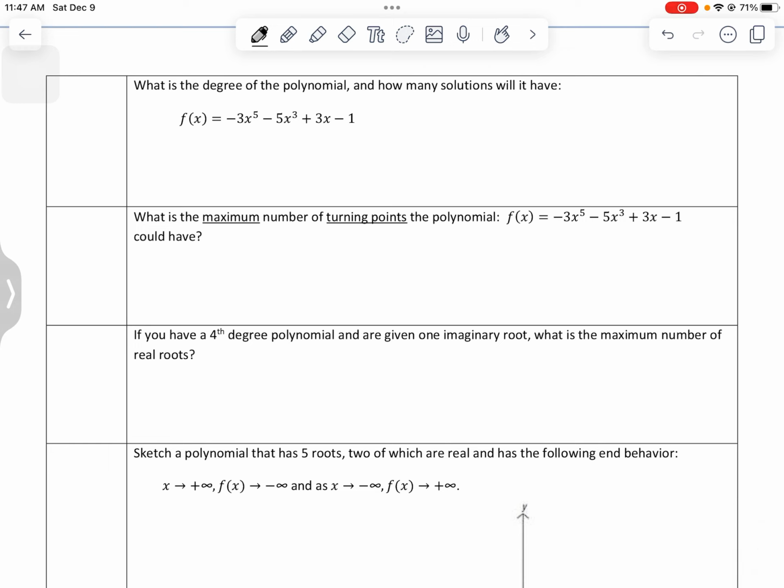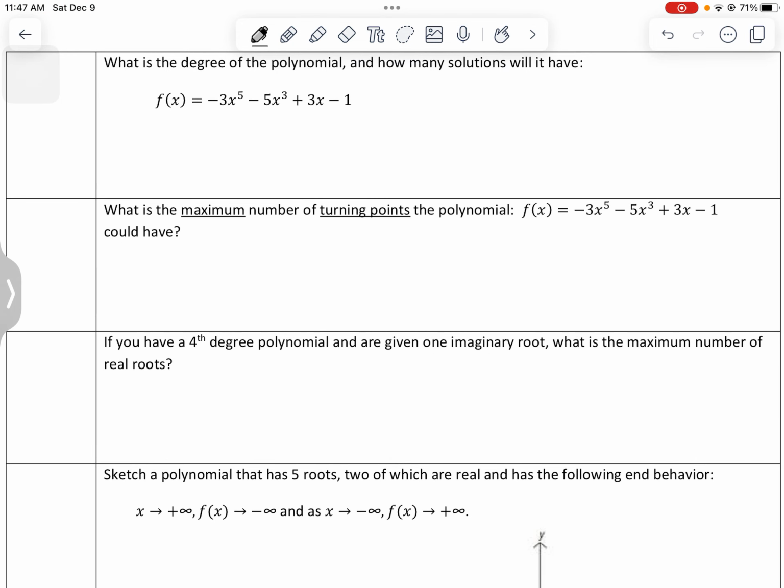Then you're going to see questions like this that are going to ask you to think about polynomials and what you know about them. So what is the degree of the polynomial and how many solutions would it have? This one is, the degree is the highest exponent, so this is 5th degree. And then the fundamental theorem of algebra says that the degree tells you how many solutions it will have. So it will have 5 solutions.